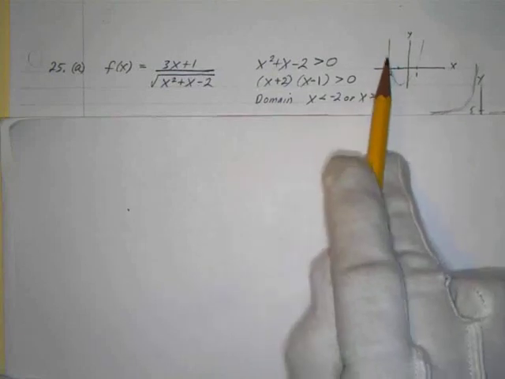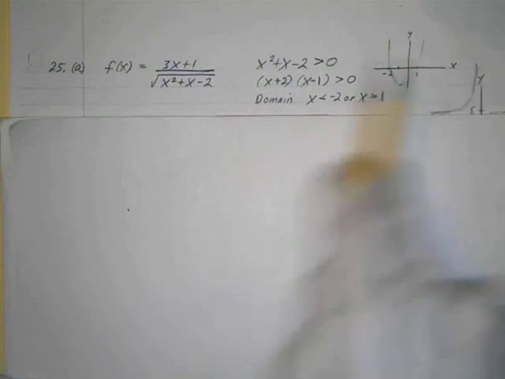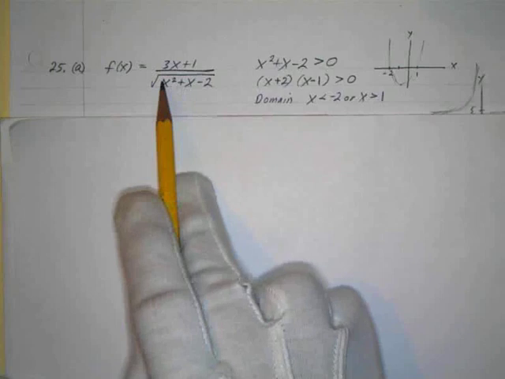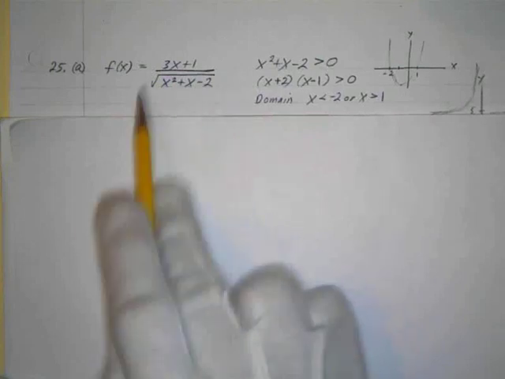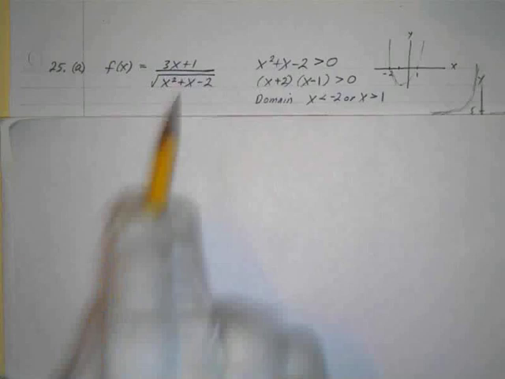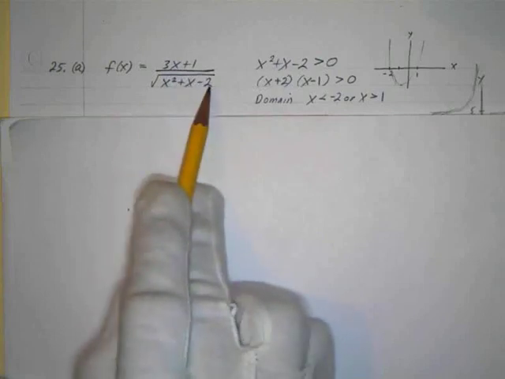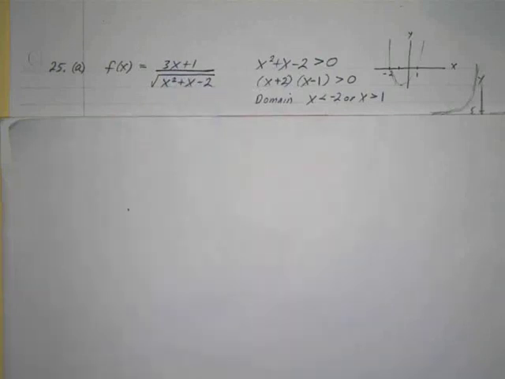And that's where it's going to be greater than 0. And if this radicand is greater than 0, then that's okay. But this radicand cannot be 0 or negative. Okay, so that wasn't too bad.